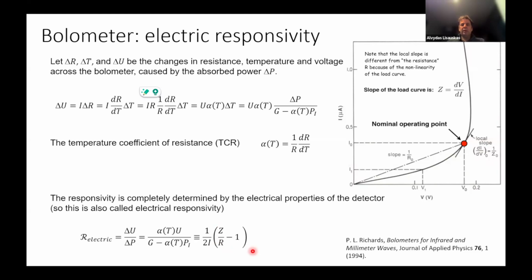So this is what we have with bolometer devices: we can calibrate them very well, and we can understand them very well, including the limit of performance or electrical responsivity of that device.